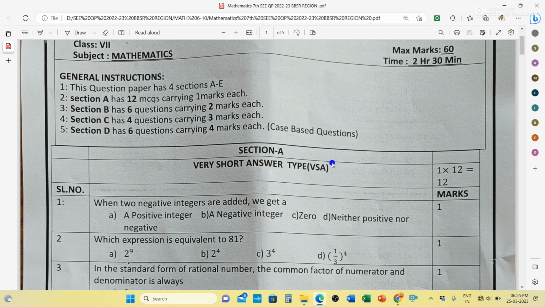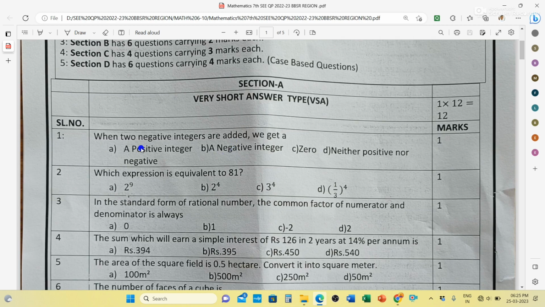So without delay, we are going to discuss the very first section, that is section A. Here are some multiple choice questions. Question number 1: when two negative integers are added, we get a... suppose we add -2 and -5. When we add -2 with -5, we get -7. That is also another negative integer. So when two negative integers are added, we get a negative integer.